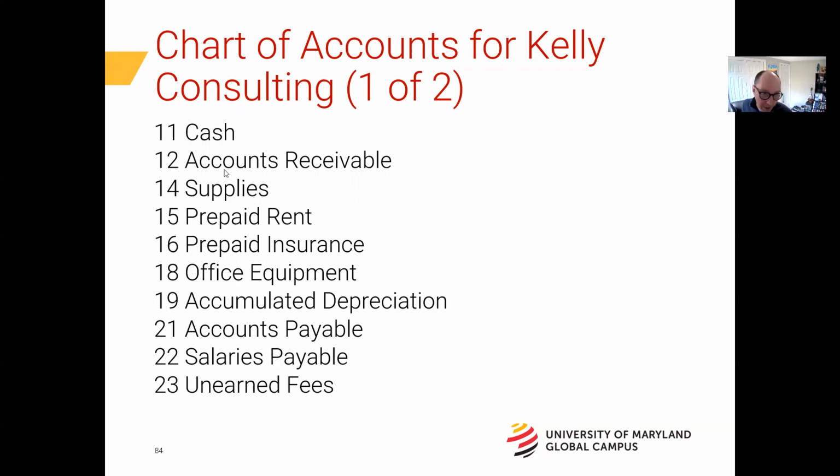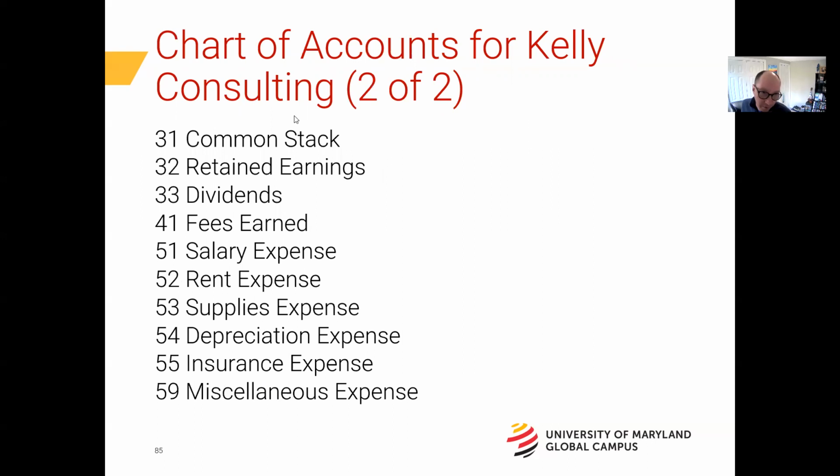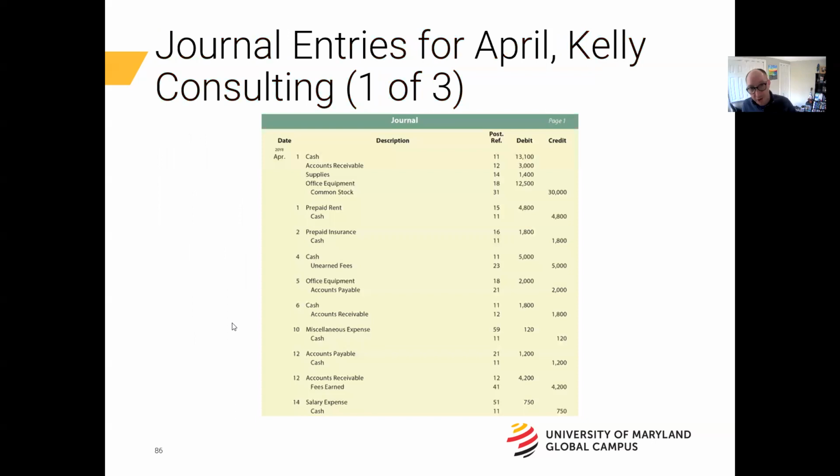Asset accounts: cash, accounts receivable, supplies, prepaid rent expense, accumulated depreciation. Then we move into your liabilities: accounts payable, salaries payable, unearned fees. Then we move into your equity accounts: common stock, retained earnings, dividends. Then we move into your revenue: fees earned. Then we move into your expenses: salaries expense, rent expense, supplies expense, depreciation expense, insurance expense, miscellaneous expense. So the list goes on and on.